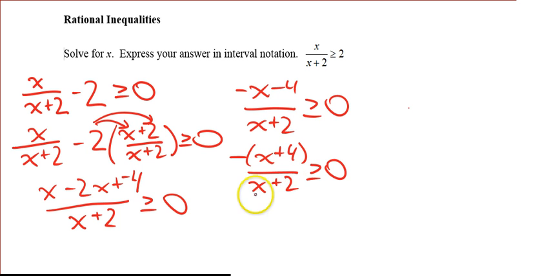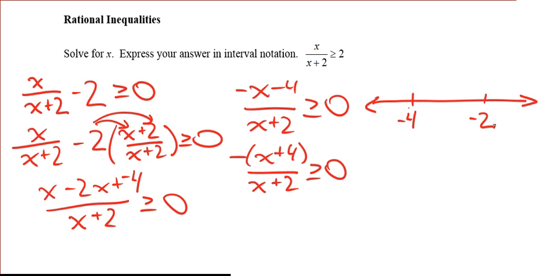Right? We can't have a 0 in the denominator, but we can still use it as a boundary value when creating our sign line. So we'll draw a line. We'll label our boundary values. One of them is negative 4, our 0 from the numerator. Another is negative 2, a 0 from the denominator.